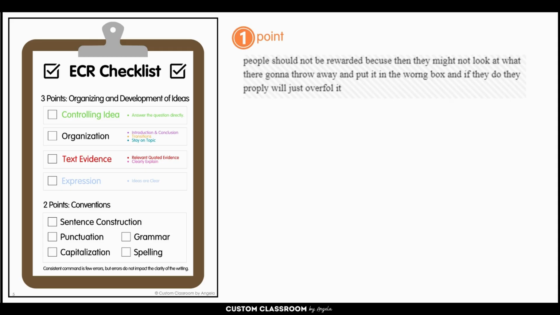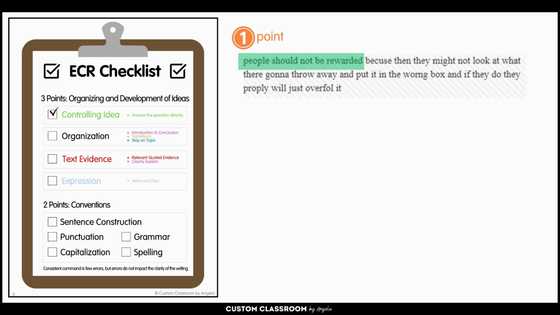People should not be rewarded because they might not look at what they're going to throw away and put it in the wrong box. And if they do, they probably will just overfill it. So here they do get a point because they have answered the question directly, that people should not be rewarded.